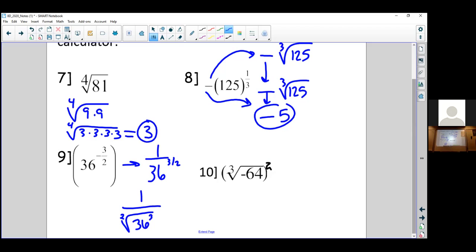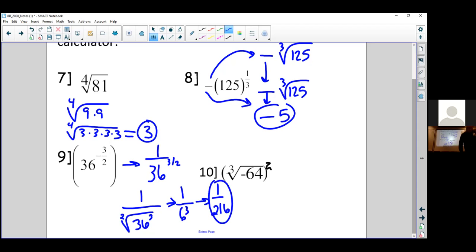Now, when you're doing these kind of problems without a calculator, sometimes it's easier to take the square root and then cube it. Sometimes it's easier to cube it and then take the square root. I can't tell you which ones are better. This one, I would say take the square root of 36 first. Square root of 36 we know is what? 6. So this is going to become 1 over 6 to the third. 6 to the third is 216. So that becomes 1 over 216.